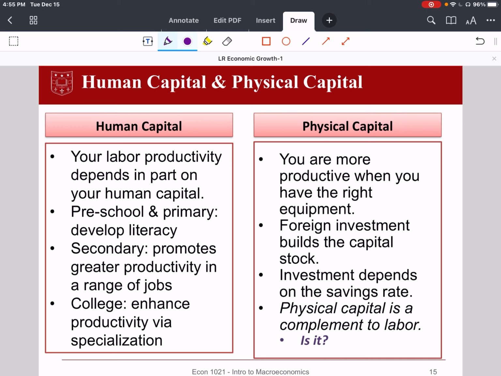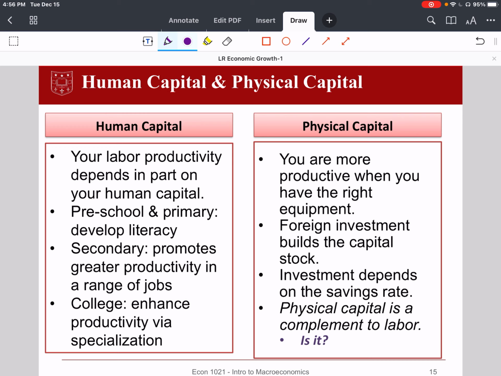So school is important. Preschool and primary school is going to develop literacy. In secondary school, you get a wider swath of knowledge based on your basic literacy skills. And then, of course, in college, what you're doing, presumably, is enhancing your productivity by specializing. So you have already a fairly wide set of skills that are embodied in you, and you're going to find the ones that you like to do the best and that you're best at, and you'll specialize in those through the choice of majors and minors, and then later on career choices.